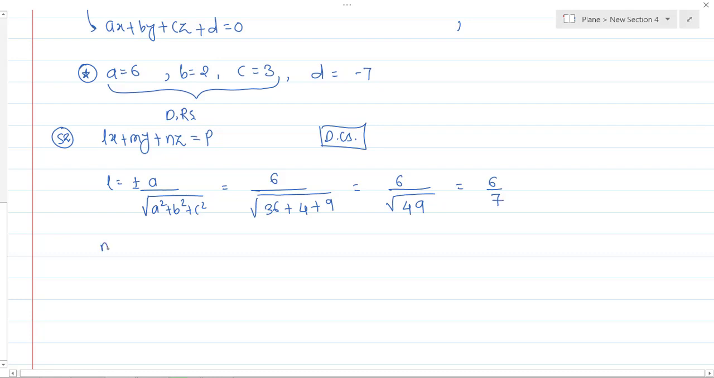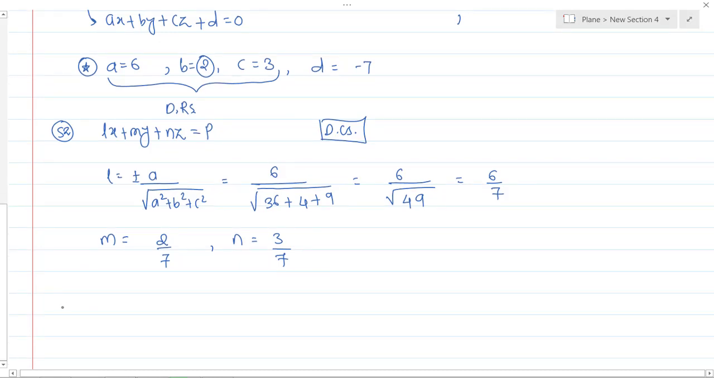Perfect. So what will be M then? M is nothing but directly 2 by 7 I can write now. And what is N? N is nothing but 3 by 7. Okay, now let's substitute this in this equation, Lx plus My plus Nz is equal to P. So what will you get?